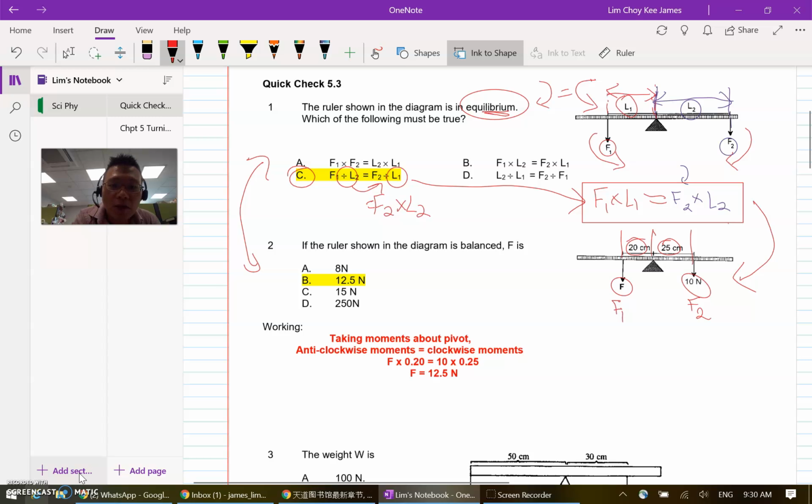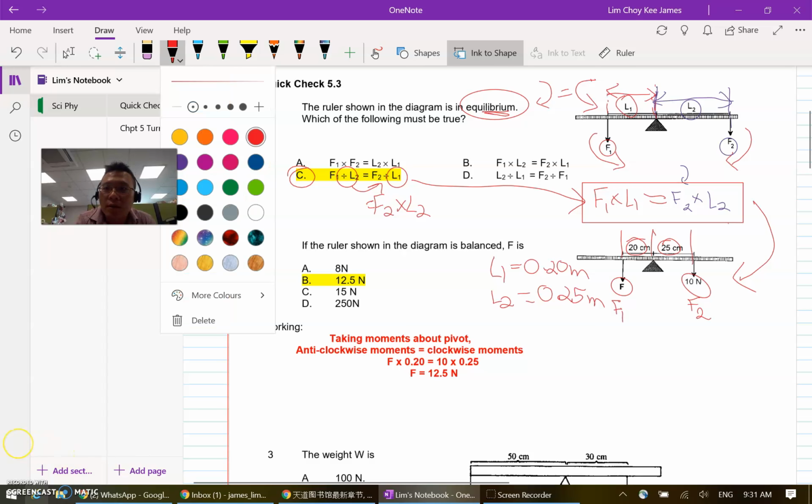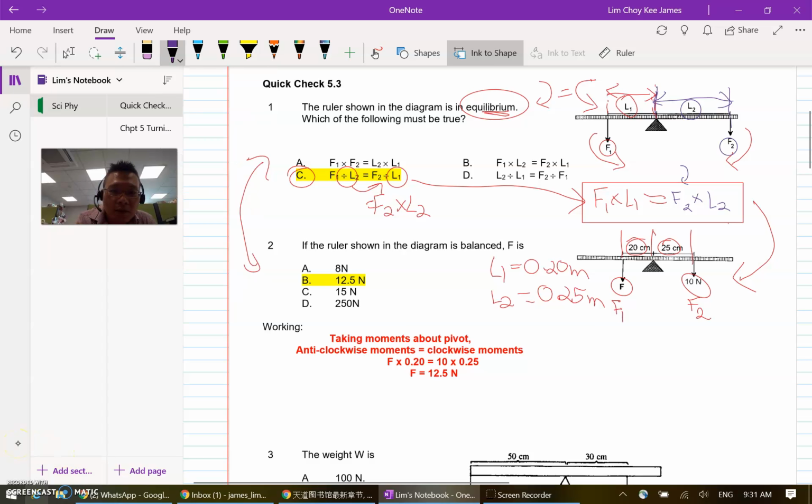One of the hurdles when using this formula is the SI unit. L1, which is 20 cm, you need to convert to meters, which is 0.2 meter. L2 will be 0.25 meter. Once you have this, you can substitute the necessary variables into the equation. This will be F1 multiplied by L1, and this will be F2 multiplied by L2.